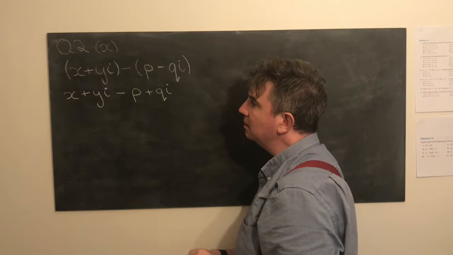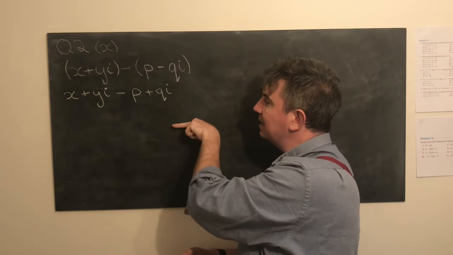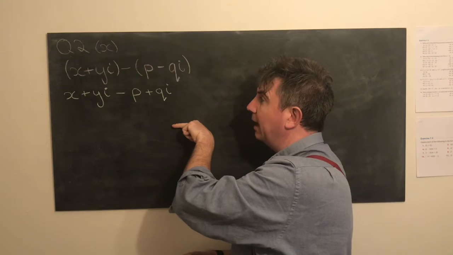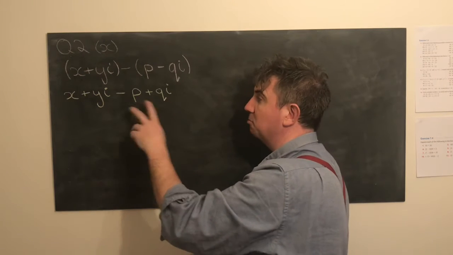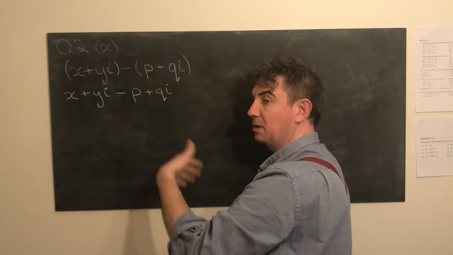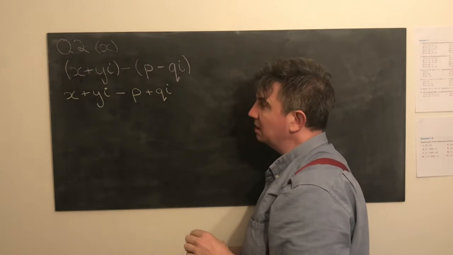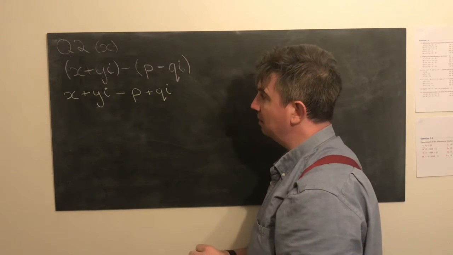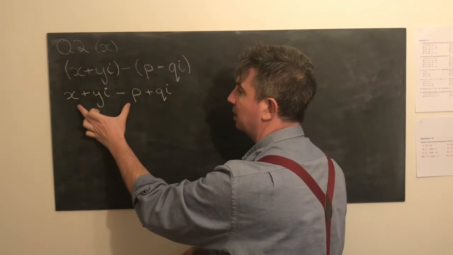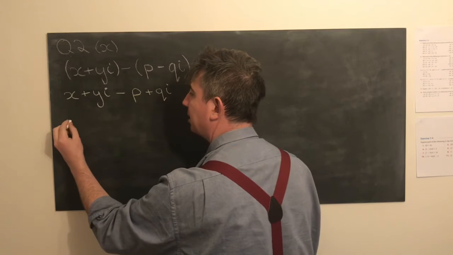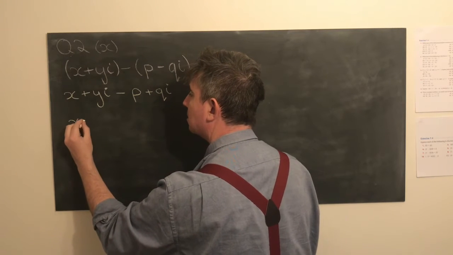And then to get on to the next line, I add or subtract my real parts with my real parts and my imaginary parts with my imaginary parts. So I need to now think about what my real parts are in here. My real parts are these two guys. So my real parts will be x minus p.